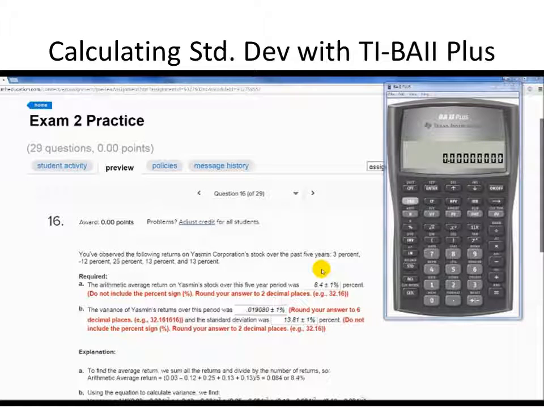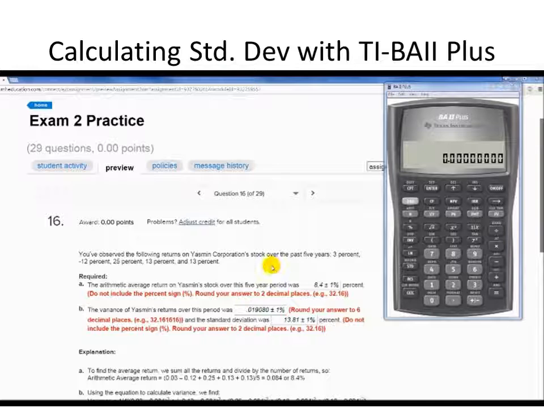Now we are going to learn how to use your TI-BA2+ to calculate sample standard deviation. I think you'll find it much simpler to do it with the calculator than to do it by hand as demonstrated in the video lecture. The first thing we need to do is to get this data into the calculator. We have 5 years of sample data here. Now notice this is sample data. The method I'm about to show you only works with sample data.